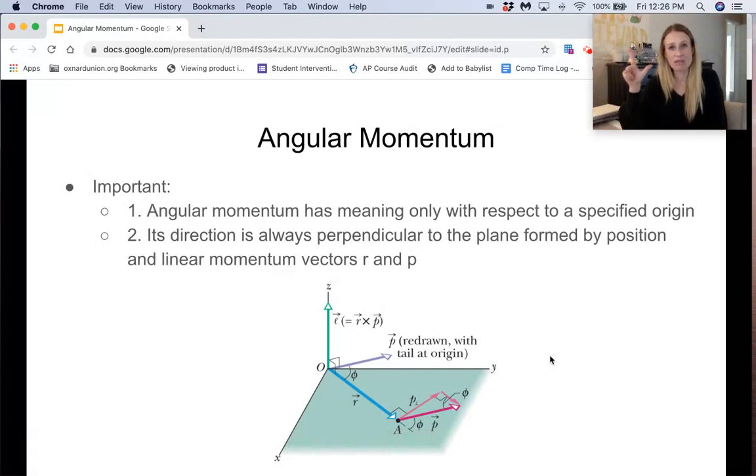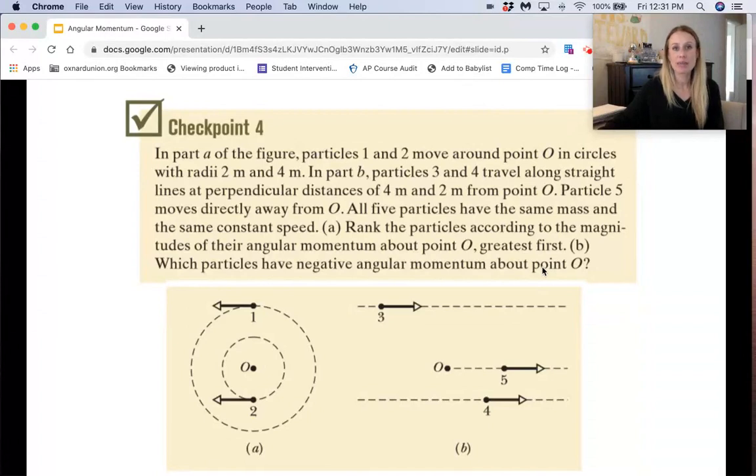Some people like this method too, where the pointer finger points in the direction of r, the middle finger then points in the direction of the linear momentum or velocity, and then your thumb points in the direction of angular momentum. So that's another option there, and you can see that all of those fingers are 90 degrees to one another. So let's do this example really fast just to talk about what angular momentum is and what it really depends on.